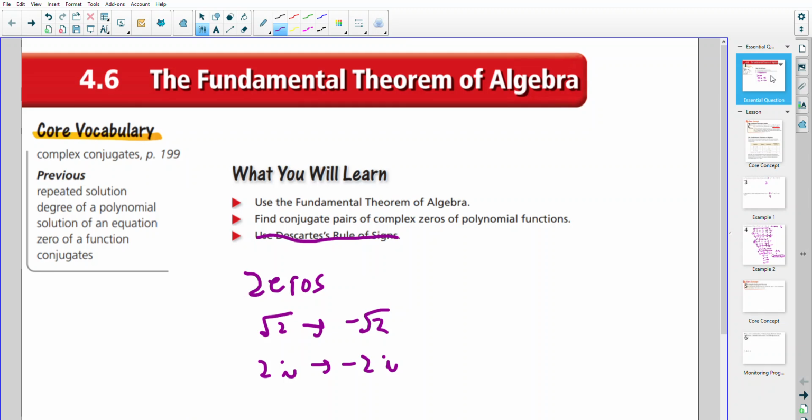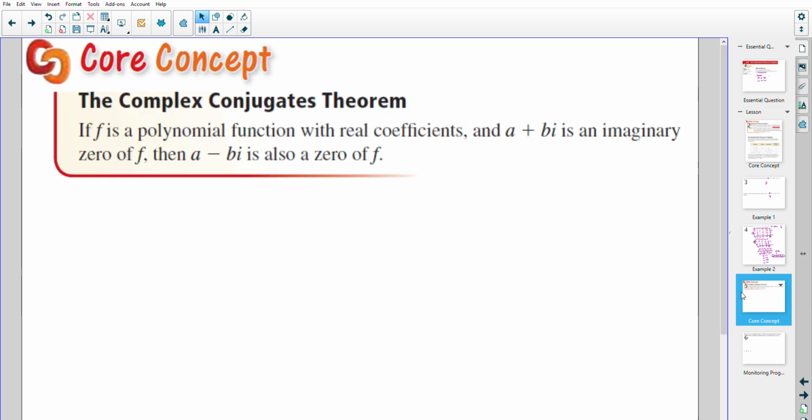Second part of 4.6, fundamental theorem of algebra, is talking about finding polynomial functions given certain zeros. And a little reminder that if you had an irrational zero, you would know that the conjugate is also a zero. And in this particular section, we're going to see that if you have a complex number, the conjugate of the complex number is also going to be a zero. Same idea as the radicals. And that's what this part is saying, and they give it a name, complex conjugates theorem.